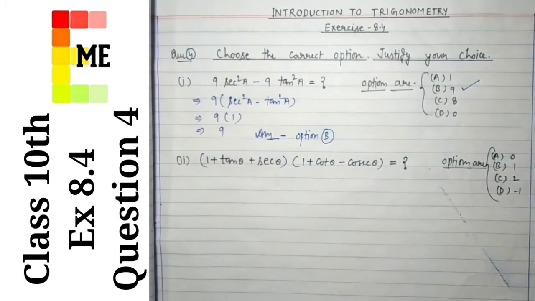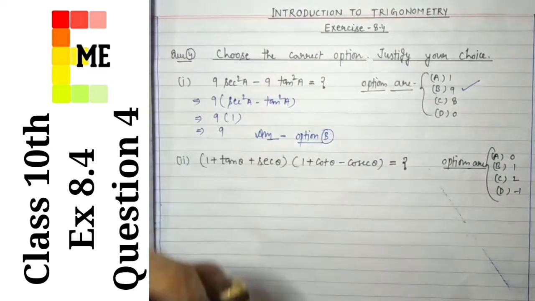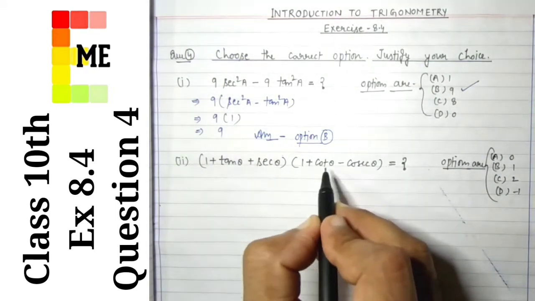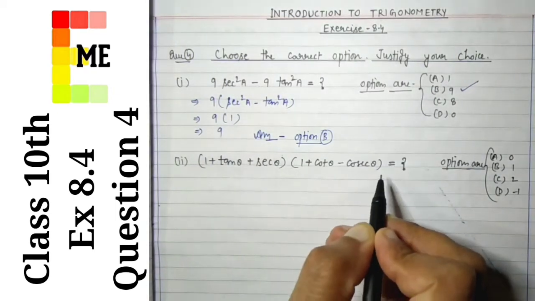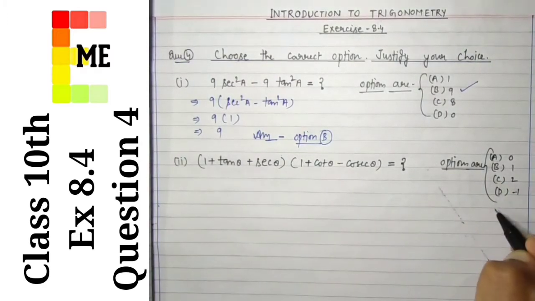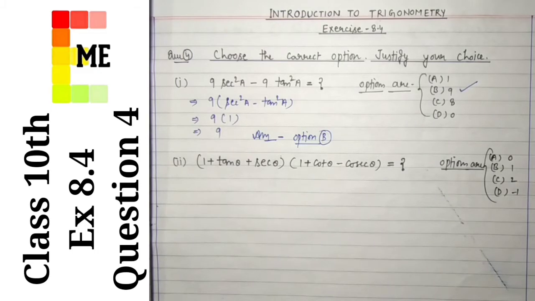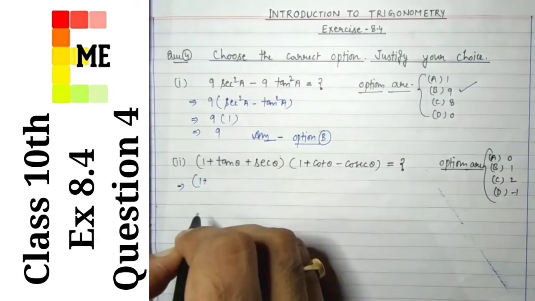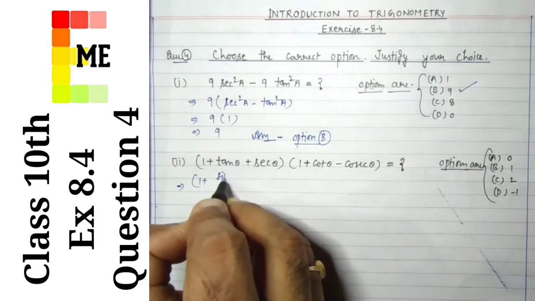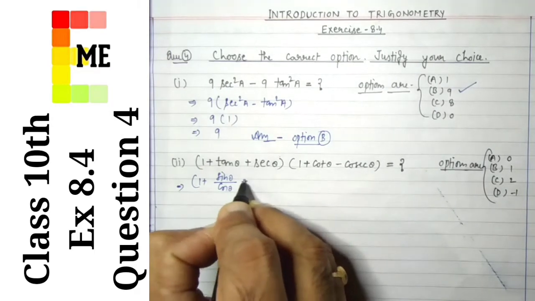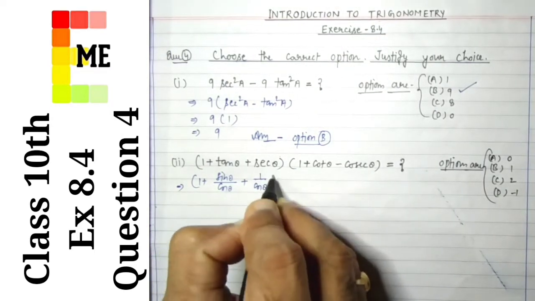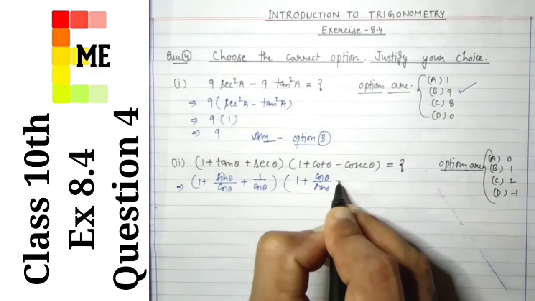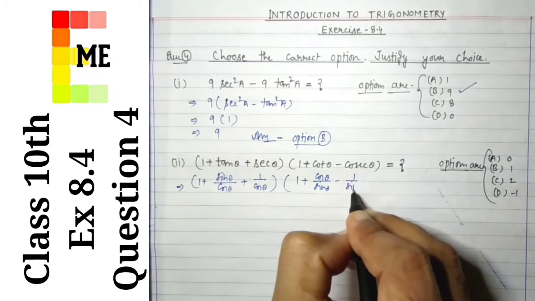So the answer is option B. Now coming to part 2 of question number 4, we have to find 1 plus tan theta plus sec theta into 1 plus cot theta minus cosec theta is equal to what? We are given all 4 options. Let's start. 1 plus tan theta plus sec theta: tan theta can be written as sin theta upon cos theta, plus sec theta is 1 upon cos theta. 1 plus cot theta is cos theta upon sin theta minus cosec theta is 1 upon sin theta.